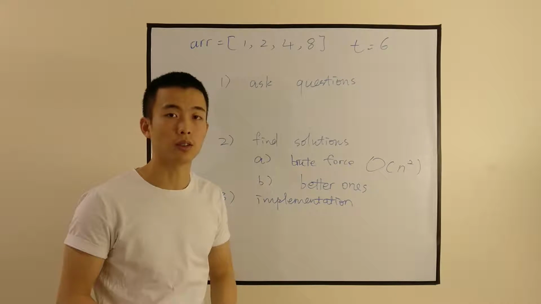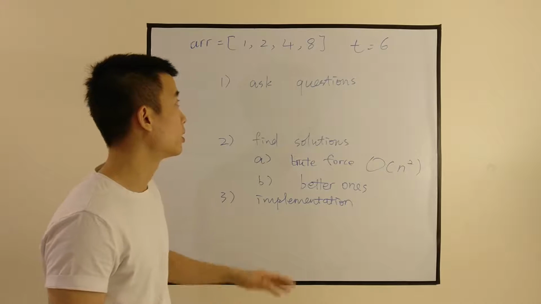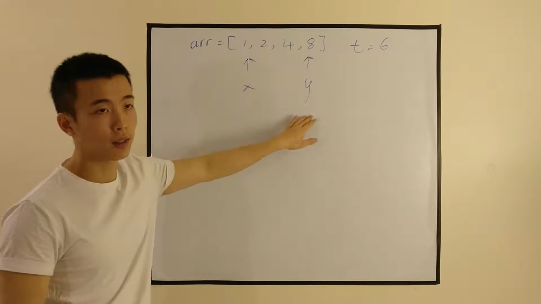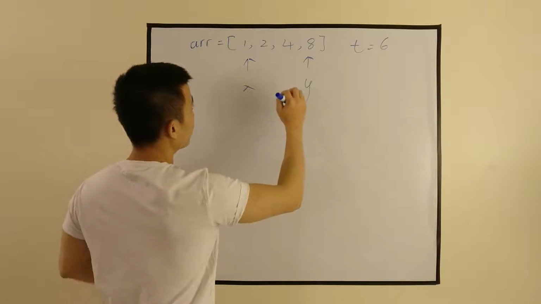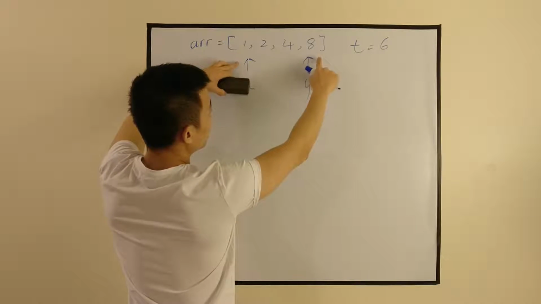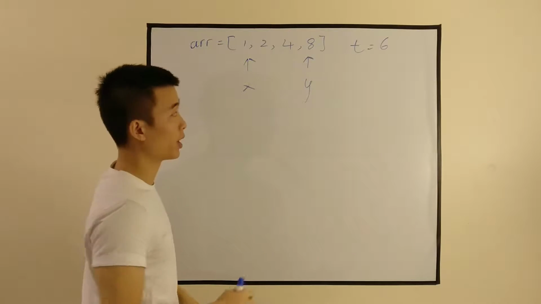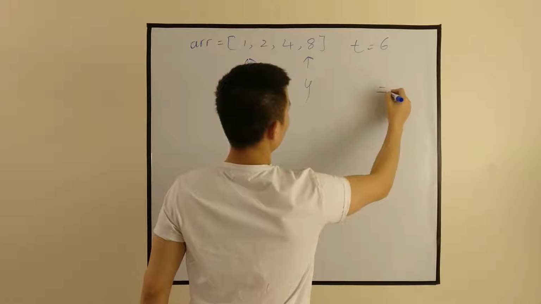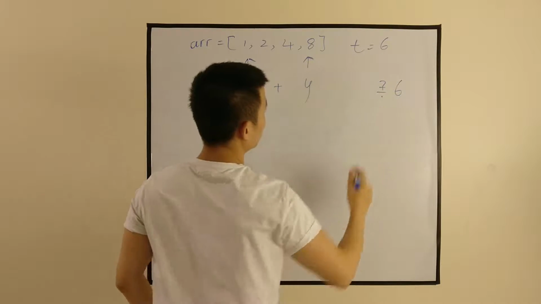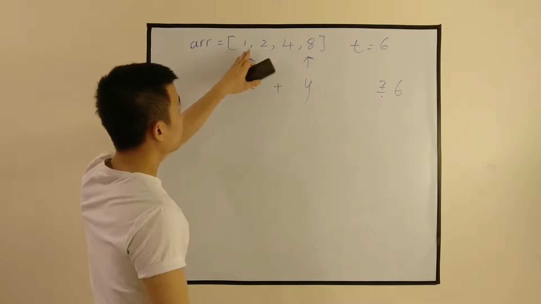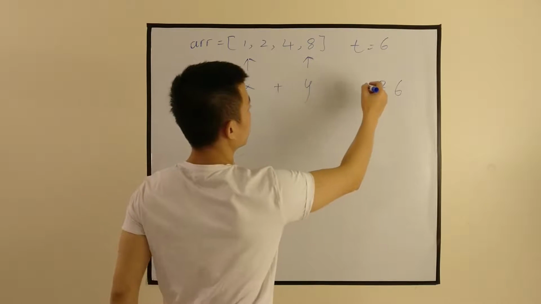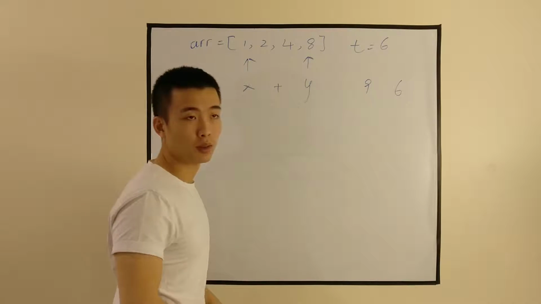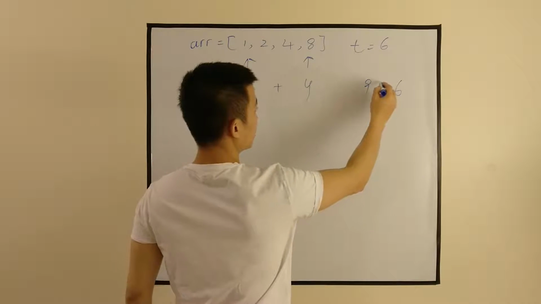And I'm going to provide you a better solution for this particular question. Say that we have variables x and y, and they are pointing to either end of the integer array. And we are checking the sum of these two variables to see if it's equal to 6. In this case, 1 plus 8 is equal to 9. 9 is not equal to 6, and it's actually larger than 6.